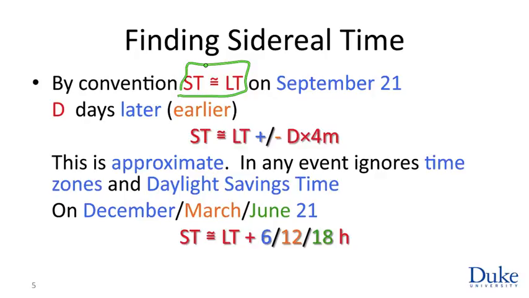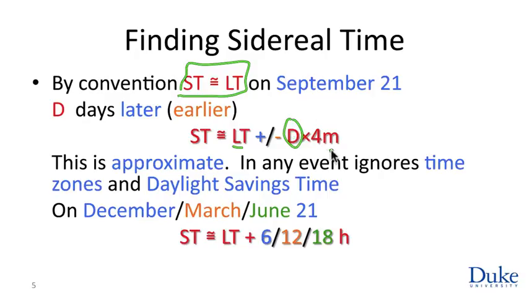So on September 21st, to within this half hour of precision, sidereal time is equal to local time. And if we know that, we can compare the two at any time before or after September 21st, because we know that the sidereal clock runs faster. A solar day is 4 minutes longer than a sidereal day. So a day later, the sidereal clock will be 4 minutes fast, and D days after September 21st, the sidereal clock is ahead of the local clock by D times 4 minutes. D days before September 21st, it was behind by 4 minutes and catching up.